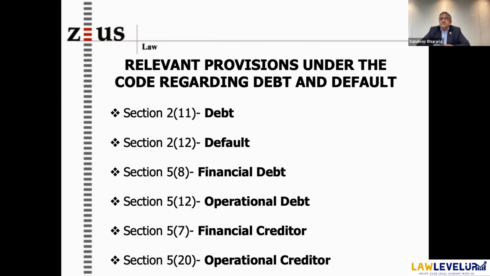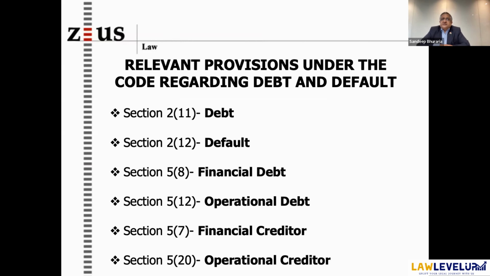Then Section 2, subsection 12 defines default. A default, as per the provisions of this code, means non-payment of a debt. Now, a debt could be both financial as well as operational, when the whole or any part of an installment of the amount of debt has become due and is not paid by the debtor, or the corporate debtor.